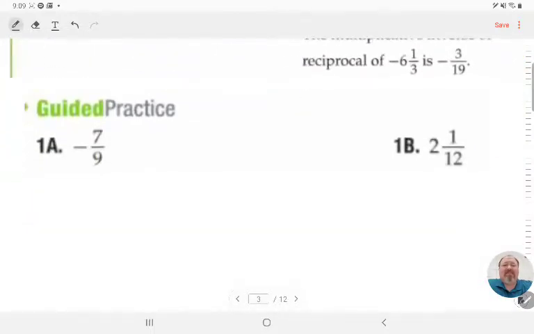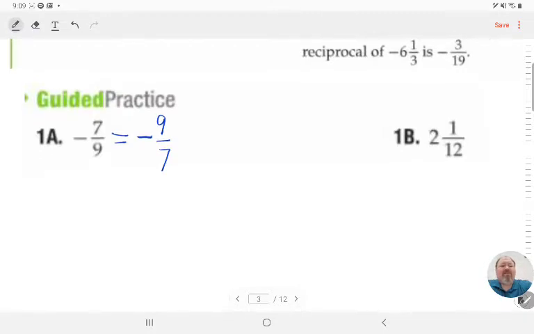So let's take a look at these two. We have -7/9. Again, we could flip it. It's negative, so the answer is going to be negative, and it would be 9 over 7. Okay? 2 and 1/12, again, we have to change that to an improper fraction. So 2 times 12 is 24, plus 1 would be 25 over 12, and then that would equal 12 over 25 for the multiplicative inverse or reciprocal. Okay? So first you have to change it to a mixed number, and then you can find the multiplicative inverse or reciprocal.